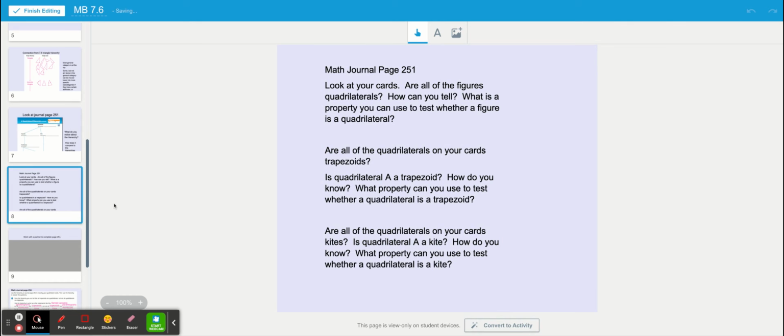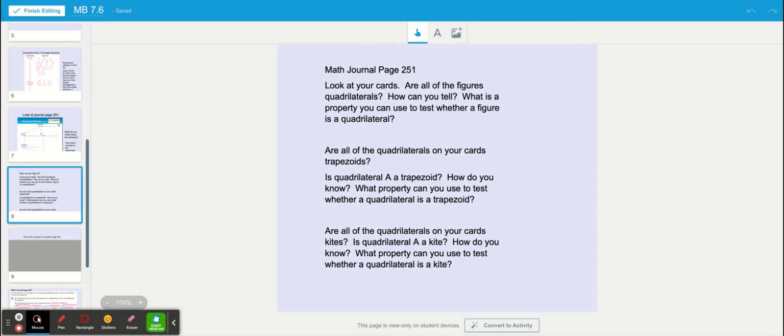So on Math Journal page 251, if you've got those cards and you've printed them out or you're looking at them on the slides, are all of the figures quadrilaterals? How can you tell? What is that very first property that you can use to test whether a figure is a quadrilateral? Think about what the word quadrilateral means, meaning four sides.